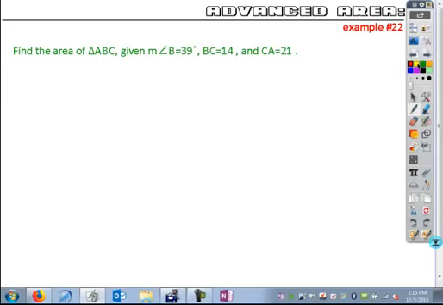When you're setting up this problem, the first thing is to notice the information. You have two sides and an angle. So let's see where this fits. I will always start with my angle here. I'm going to call this B and label it 39. It just makes it easier for me to see what the pattern is.